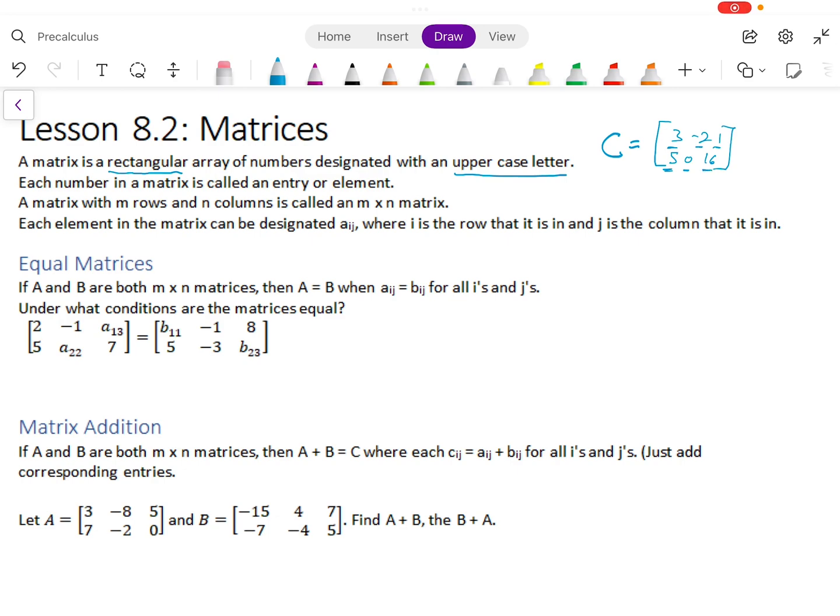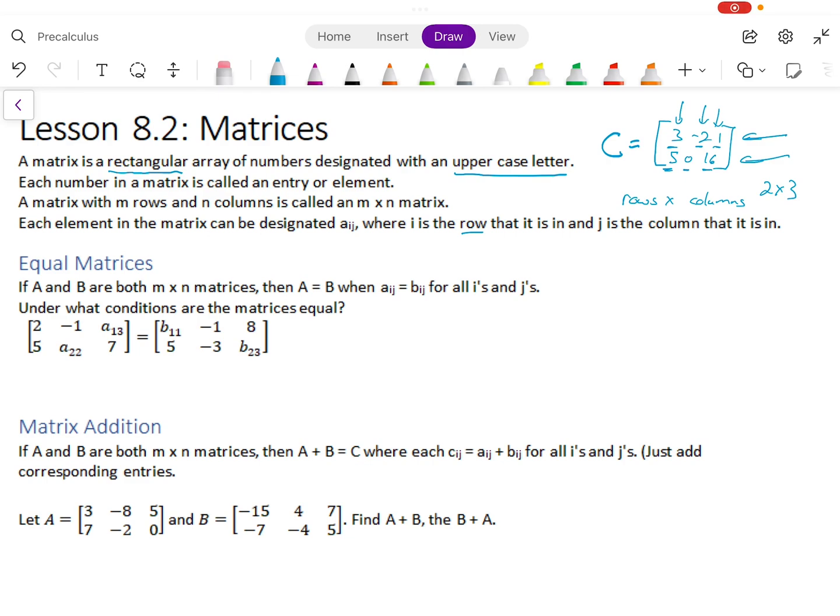A matrix with m rows, so rows are horizontal, and n columns is an m by n matrix. So we do rows by columns. In this case, we have a 2 by 3 matrix, and we call those the dimensions. The dimensions of matrix C are 2 by 3. Each element in a matrix can be designated a sub ij, where i is the row that it is in, and j is the column that it is in.